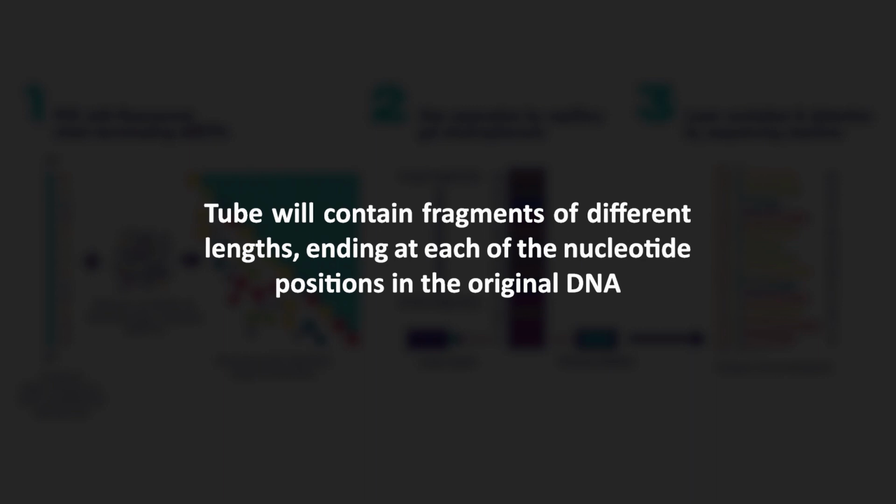By the time the cycling is complete, it's virtually guaranteed that a dideoxynucleotide will have been incorporated at every single position of the target DNA in at least one reaction. That is, the tube will contain fragments of DNA lengths ending at each of the nucleotide positions in the original DNA. The ends of the fragments will be labeled with dyes that indicate their final nucleotide.